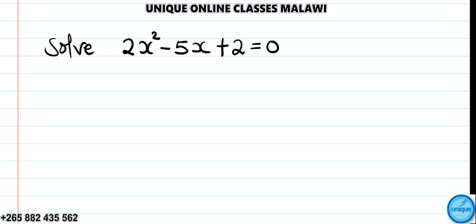Let's see how we can solve this problem. Let's solve 2x squared minus 5x plus 2 is equal to 0. So looking at this problem, we can either solve it by factorization, by the quadratic formula, or we can use completing the square. So let's just follow the simplest method, which is factorization.